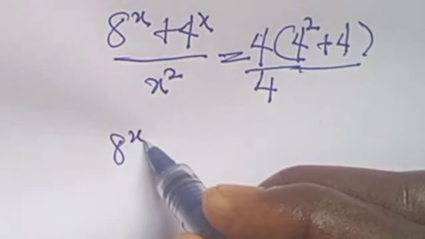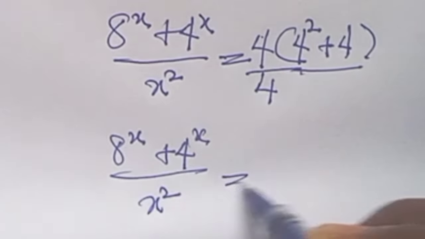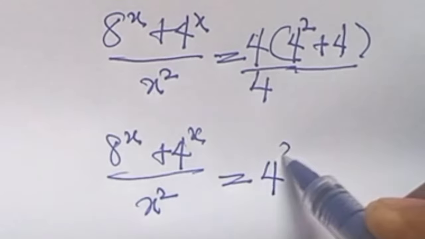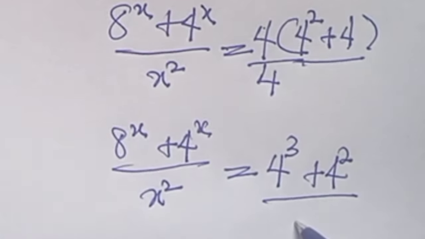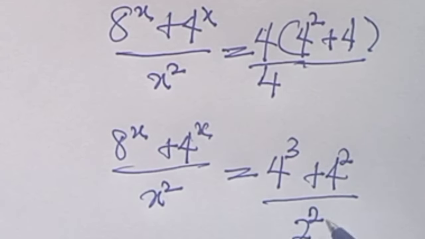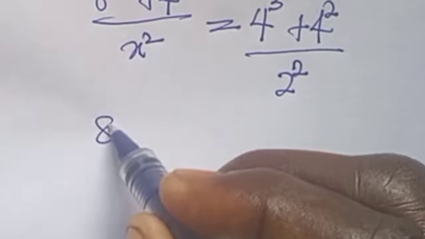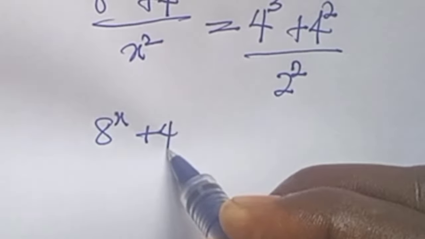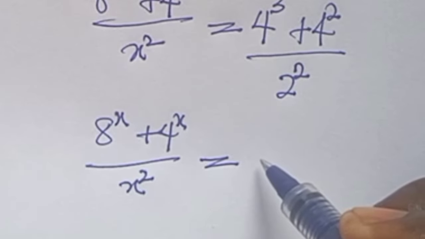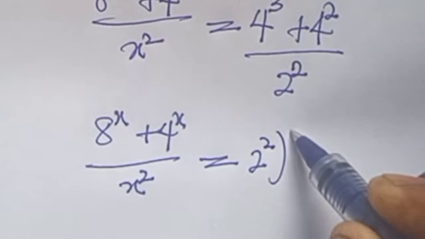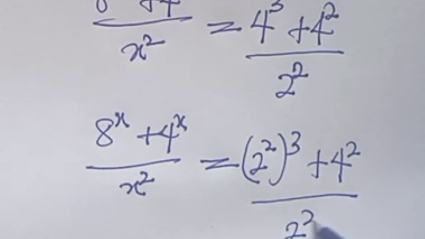So that 8 to the power of x plus 4 to the power of x over x to the power of 2 can be equal to 4 times, which is 4 to the power of 3 plus 4 to the power of 2, all over 2 to the power of 2. 2 to the power of 2 is 4. And if we continue further, the next step becomes 8 to the power of x plus 4 to the power of x over x to the power of 2 equals 4, which also can be written as 2 to the power of 2, and to the power of 3 plus 4 to the power of 2, all over 2 to the power of 2.